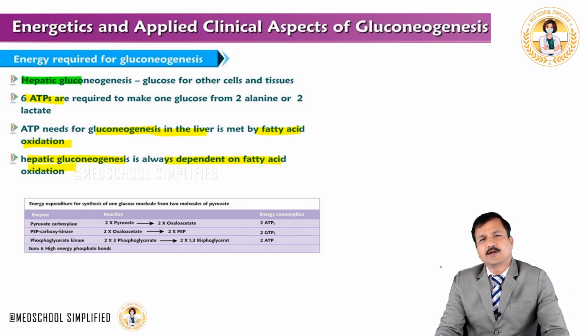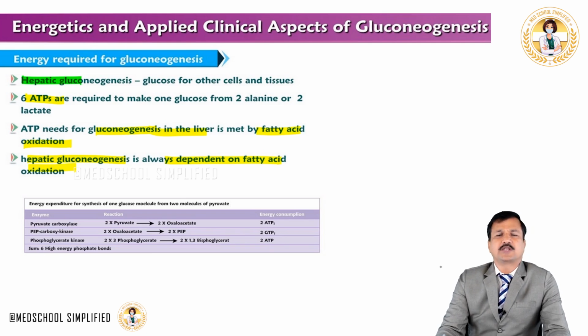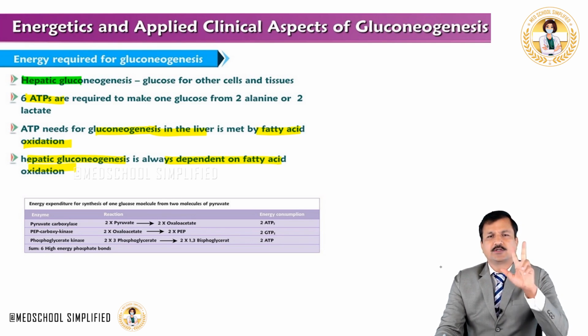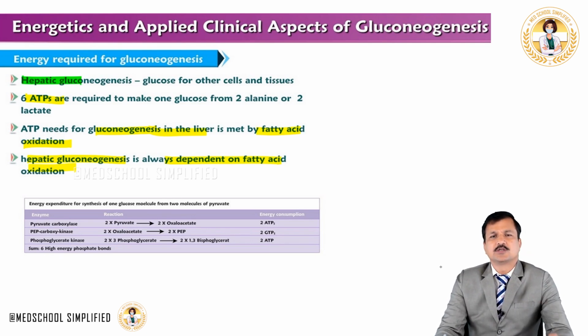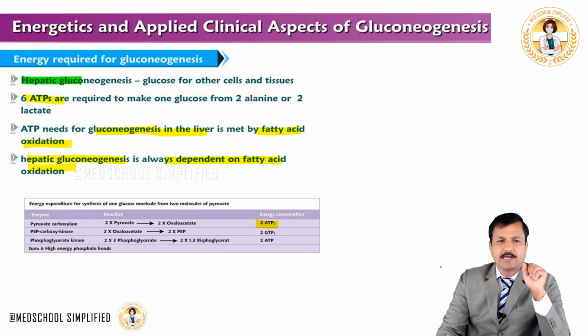Now the table here depicts why 6 ATPs are needed to convert 2 alanine into 1 glucose or 2 lactate into 1 glucose. The reactions are written here. Pyruvate carboxylase enzyme converts pyruvate into oxaloacetate. That means we need 2 pyruvates to make 1 glucose, so 2 pyruvate into 2 oxaloacetate. By the pyruvate carboxylase reaction, we need 2 ATP. So that step needs 2 ATP.